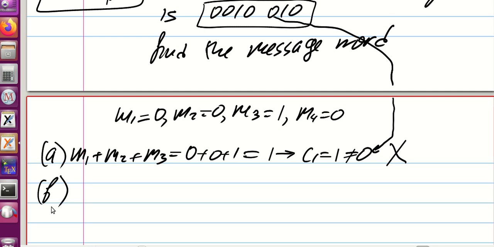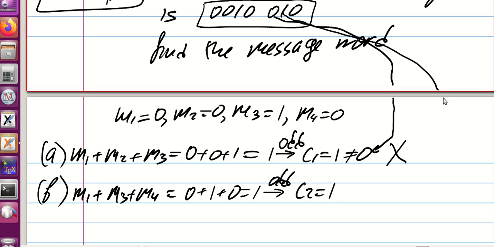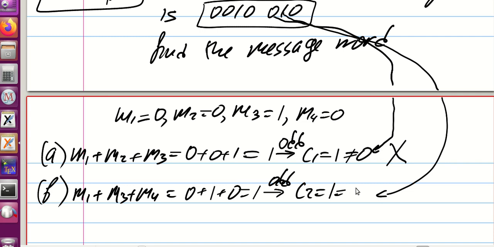So we have to check circle 2 before we do any action. So M1 plus M3 plus M4, which is 0 plus 1 plus 0. So we got the answer is 1, which is odd. So C2 has to equal 1, and C2 we put it here, and indeed it's equal to 1, so this is fine. So we put a check mark. This is fine.